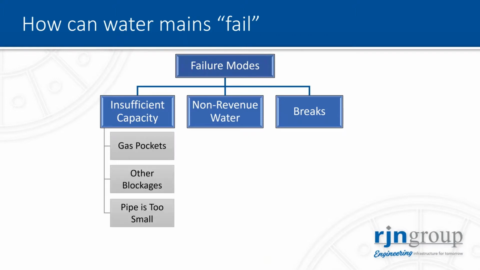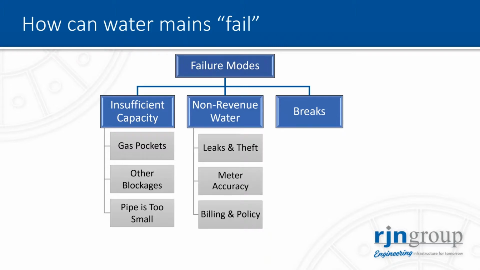But with insufficient capacity, a lot of times in these low pressure, longer transmission mains, we'll see gas pockets causing flow restrictions. We'll see other blockages due to sediment, tuberculation, or sometimes the pipe's just too small. And we can address this through looking at hydraulic models. If we do confirm the pipe is just too small, sometimes it makes sense just to upsize that main or put in a parallel. With non-revenue water, there's several different areas here to address.